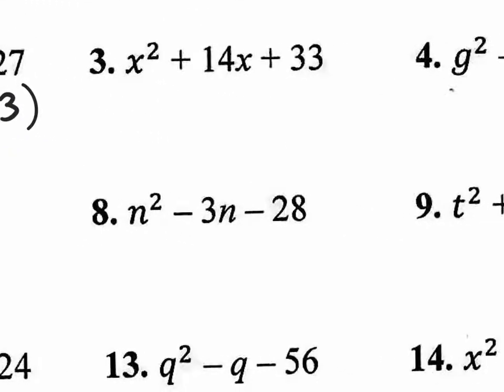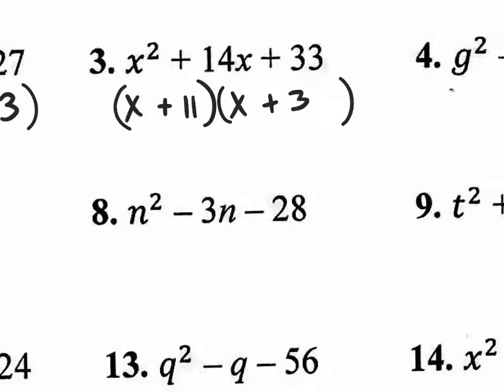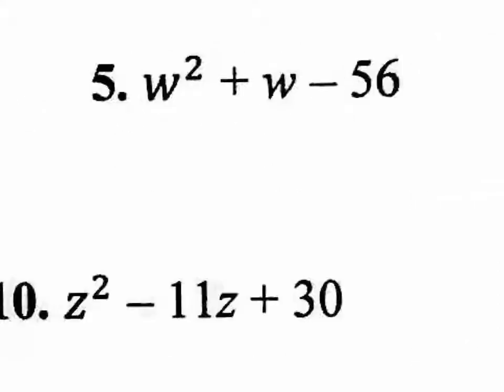This one right here, let's set it up. What times what is 33 that if I add together is 14? 11 and 3, right? So plus 11 plus 3. Let me just do the odd ones. I'm not going to go through every single one. Let's jump to number 5.